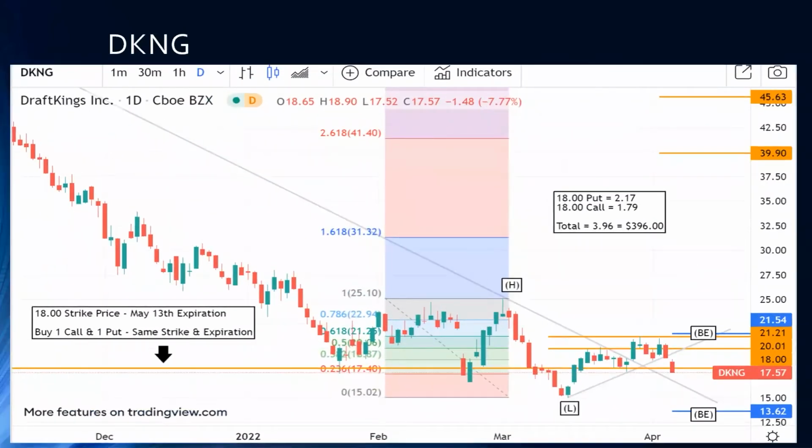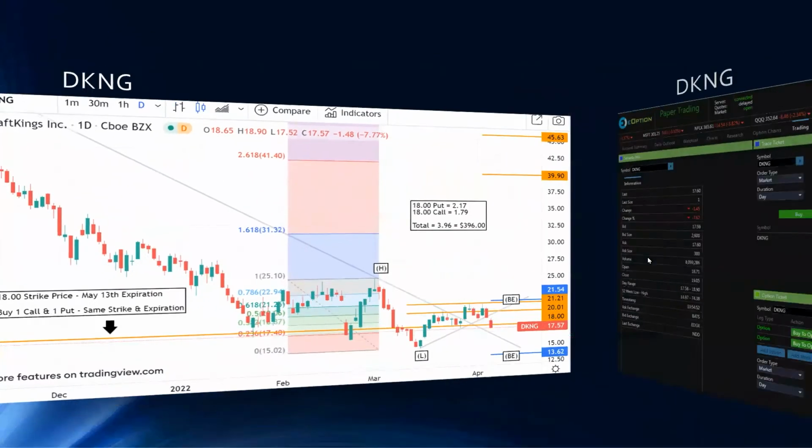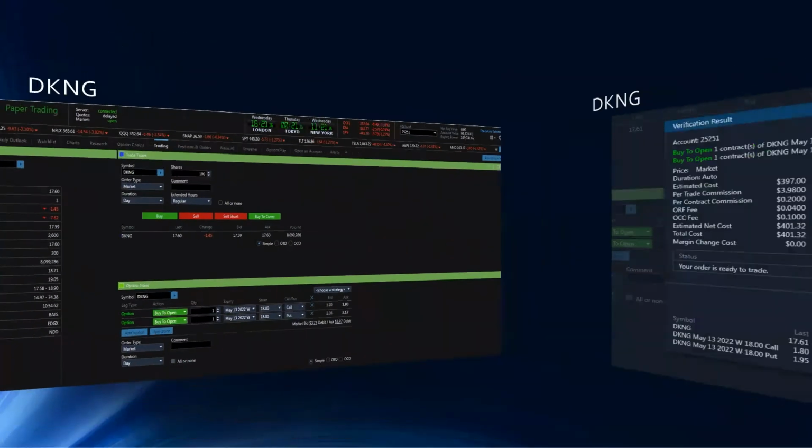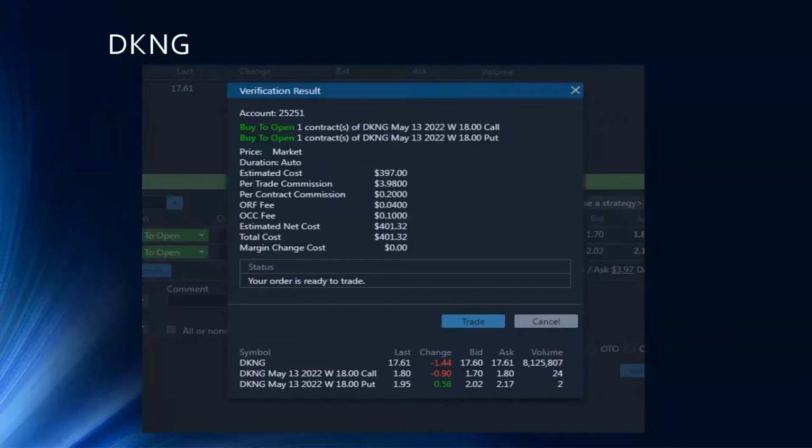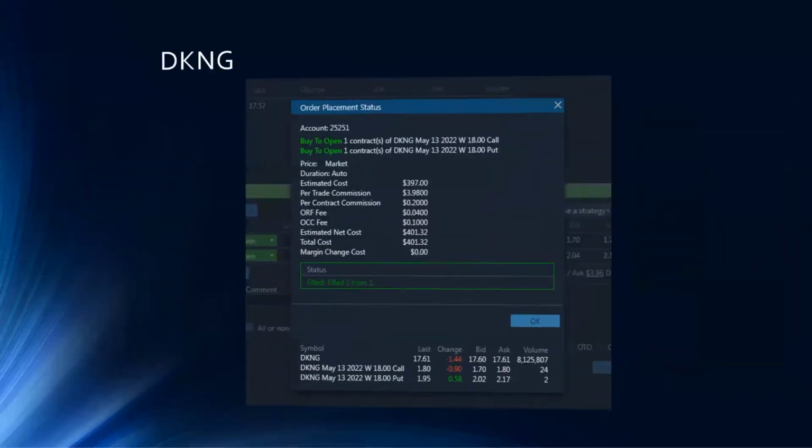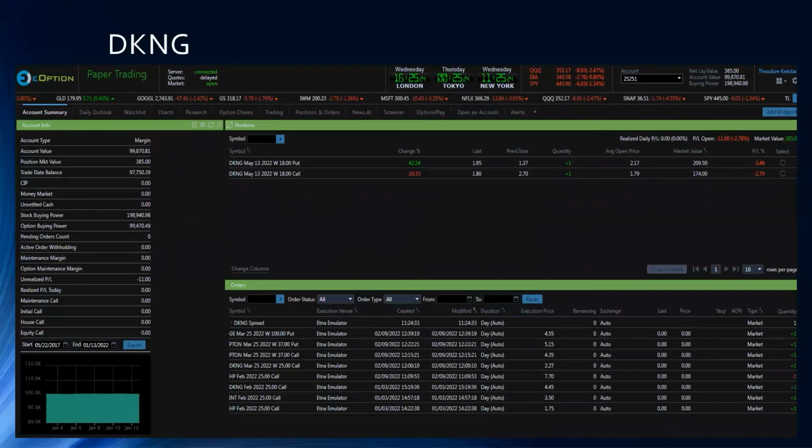So the blue lines we have here at 21.54 and 13.62, this is our break even. So if it costs $396 from where we were at, on the very last day of expiration, the price of the stock either has to be at 21.54 or higher, or at 13.62 or lower to be at break even. So at that price, that means that if the market settles on one of those two numbers or higher or below it, you will have a break even or a profit on this straddle.